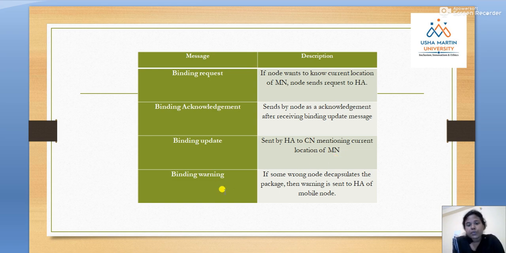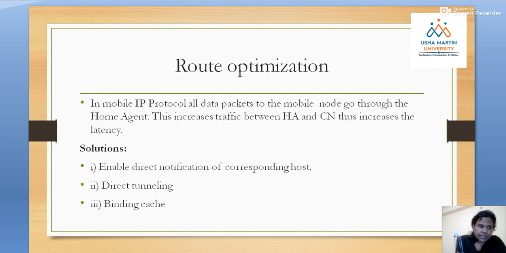And the last most important thing is binding warning. Sometimes what happens in the route while moving the packet is that the wrong node decapsulates the packet. When it happens, a warning message is sent to the home agent of the mobile node. Suppose another node, by mistake or intentionally, wants to decapsulate the packet, then a warning message must be sent about this. Okay, in this way we can optimize our route. This is the most important part that we all have to be aware of: how mobile IP works. So this is the main and basic concept of mobile IP. I think this concept is clear to all of you.